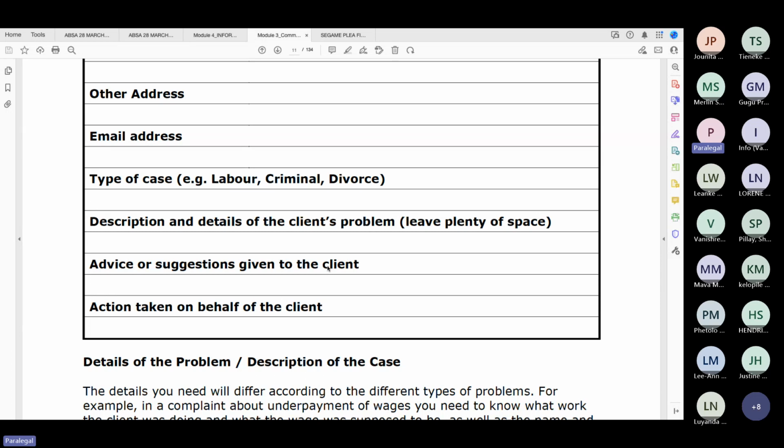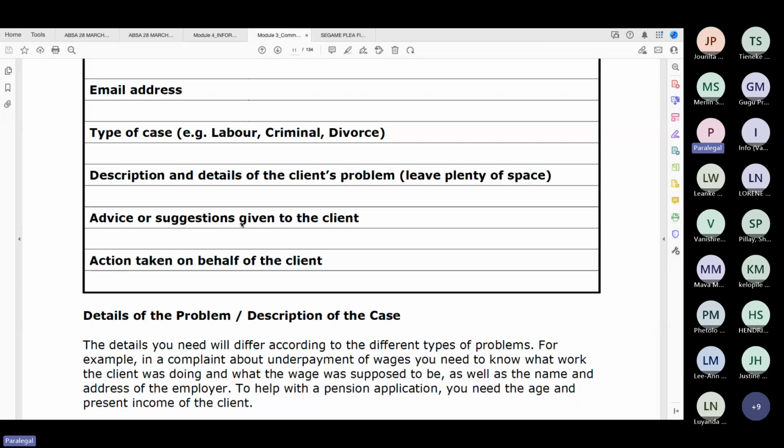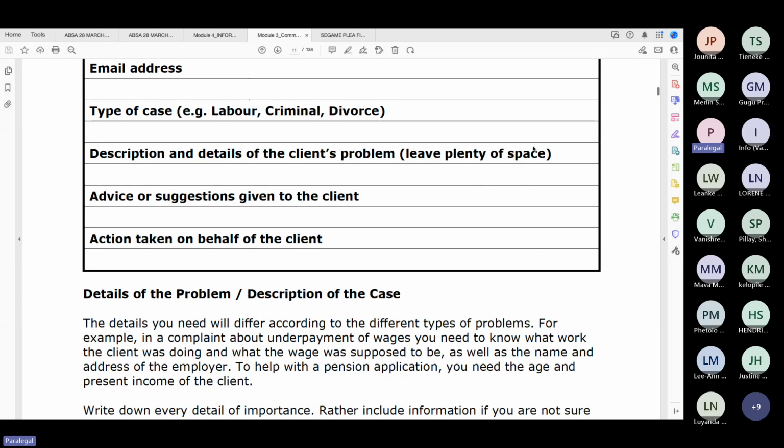So when the matter arrives in the office, it's important for us to know what type of matter it is so that we can allocate it to the right person. So please write down what type of matter this is. Description and details of the client's problems. We say leave plenty of space. So if you're going to recreate this form, press enter, enter, enter, and make the block bigger.